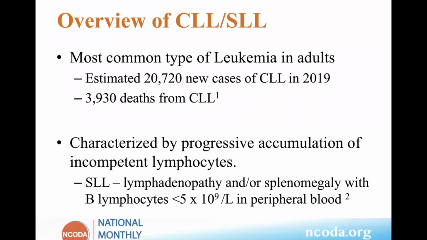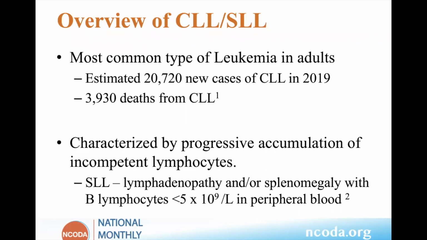First, I want to start by giving an overview of chronic lymphocytic leukemia and small lymphocytic lymphoma. According to the American Cancer Society, CLL is the most common form of leukemia in the Western world among adults. In 2019, they're estimating that there will be almost 21,000 new cases of CLL and almost 4,000 deaths from the disease.